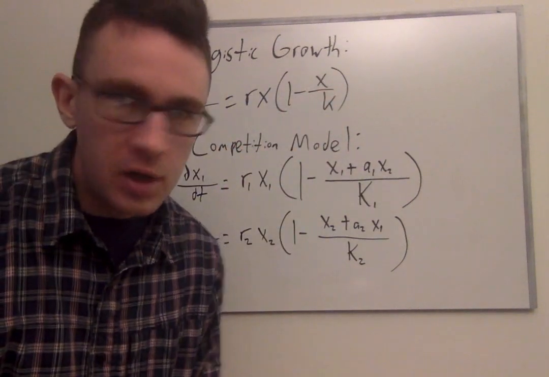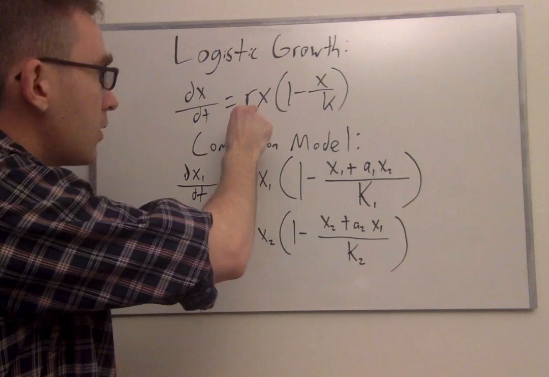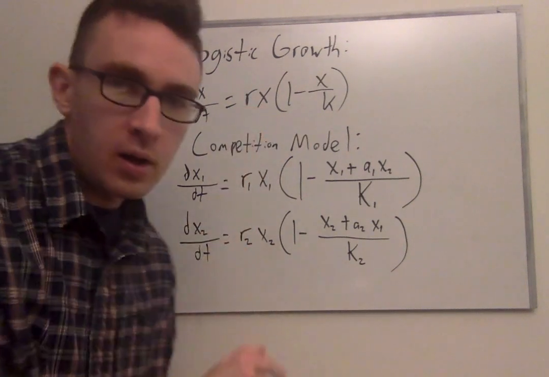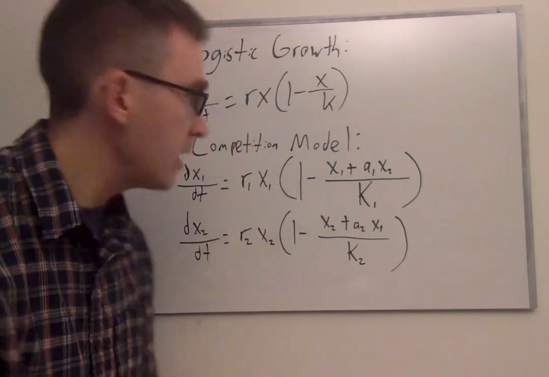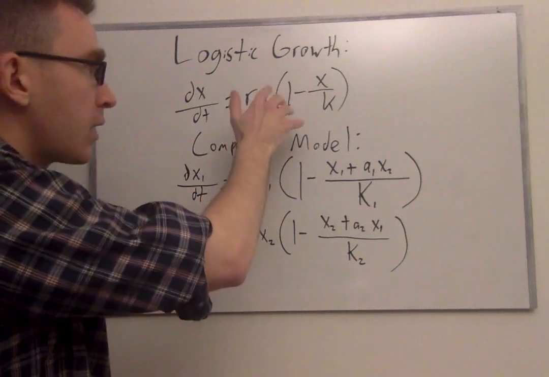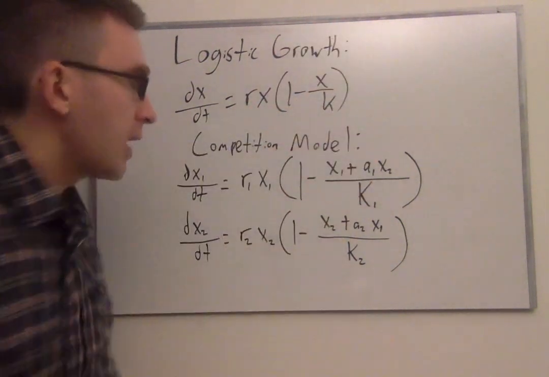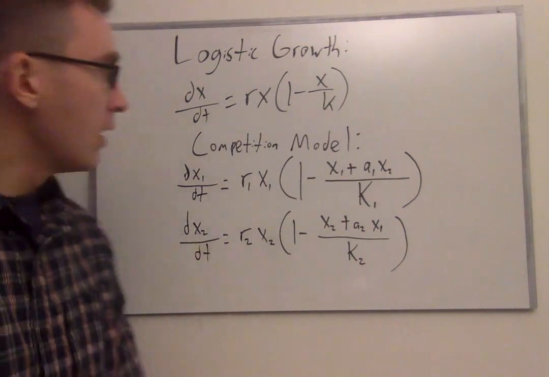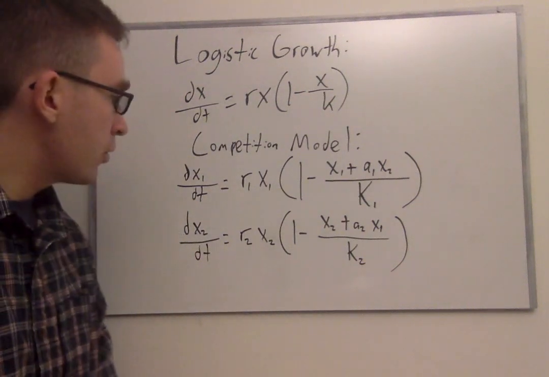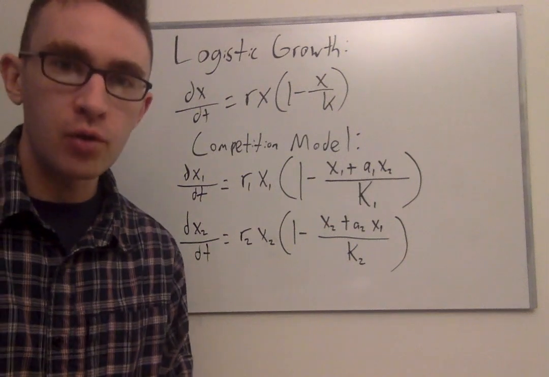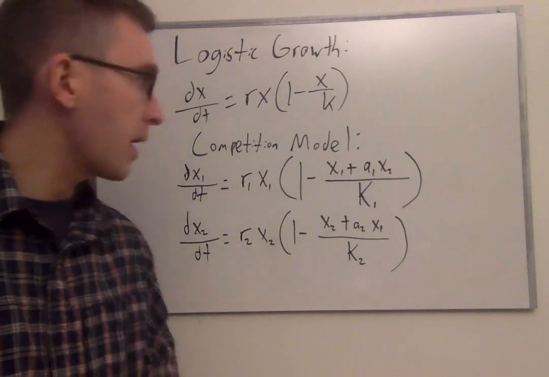So what this looks like is the population starts off growing at close to an exponential rate, and then it steadies out and flattens out as it reaches the carrying capacity k. This is a pretty standard model for describing the growth of one population when there's a carrying capacity.